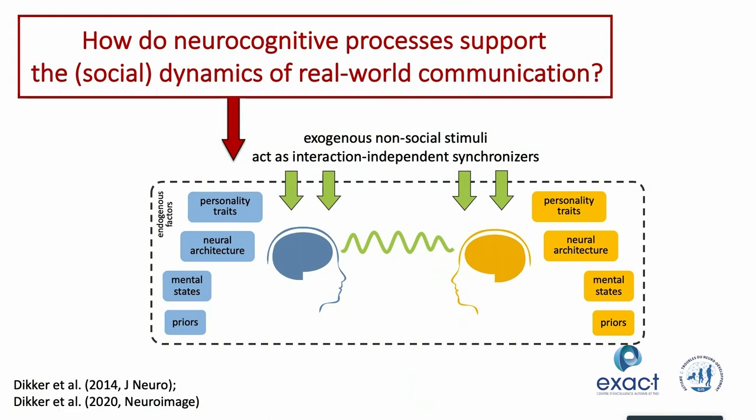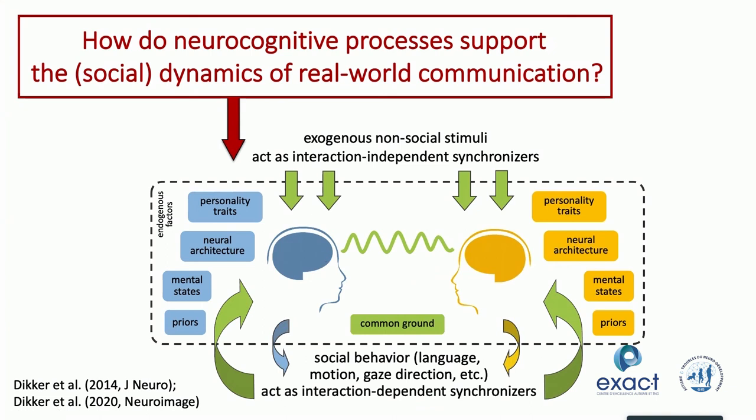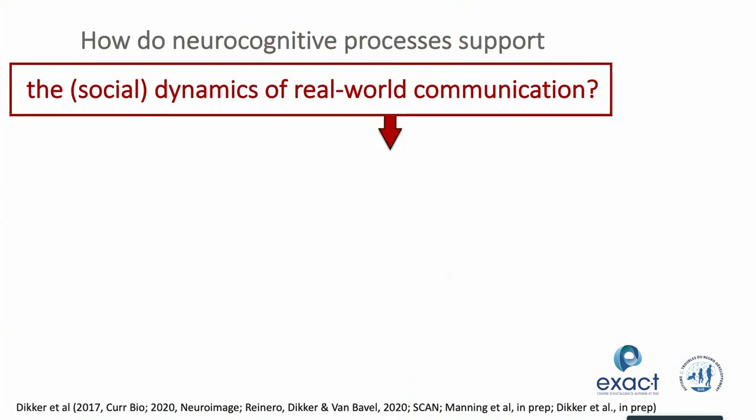So they act as interaction independent synchronizers. And there is a great and growing body of research showing that there is an interaction between how, for example, our brains process video stimuli and any of these factors. But we don't actually have to be in the same room or interact with each other for these findings to emerge, right? What we're interested in, in our work, is how social behavior actually interacts with this, and how we might then establish a common ground, and how social closeness may be driving this and be improved in accordance to our social behavior.